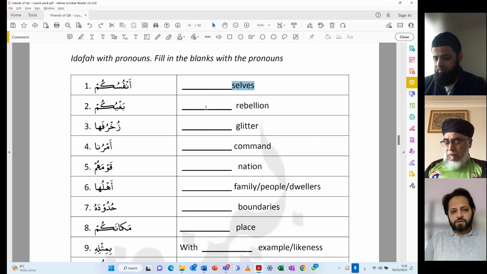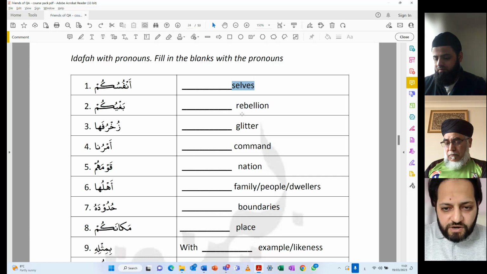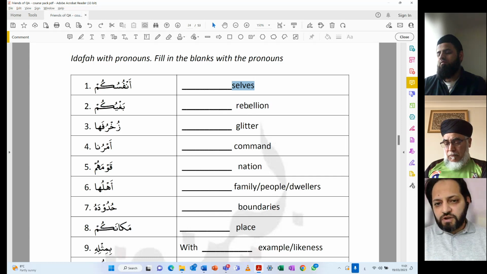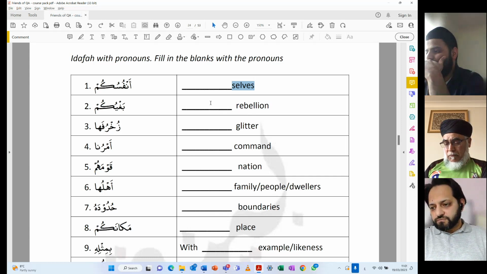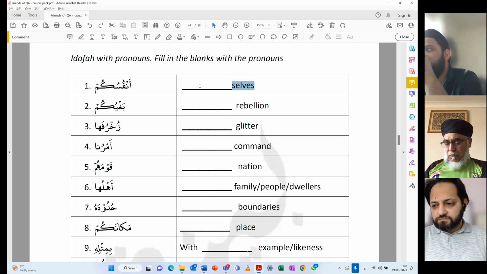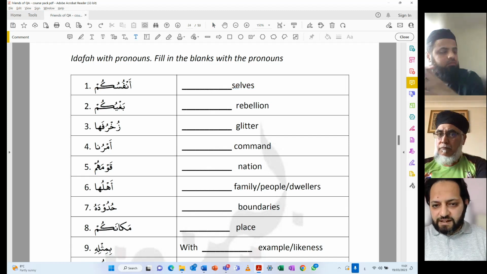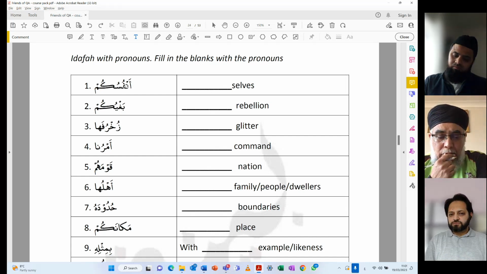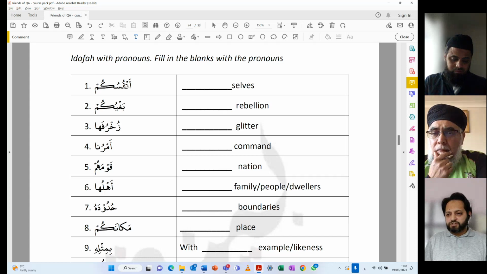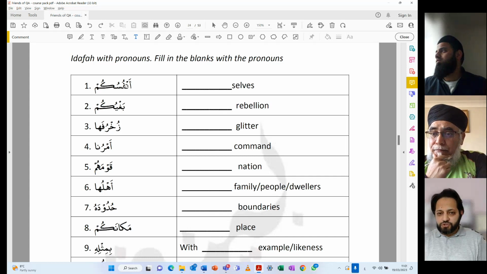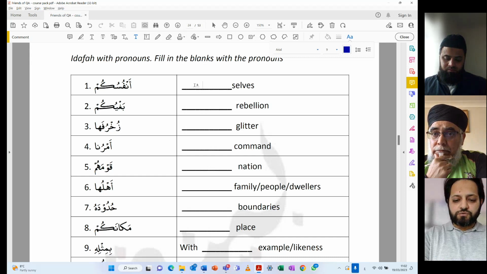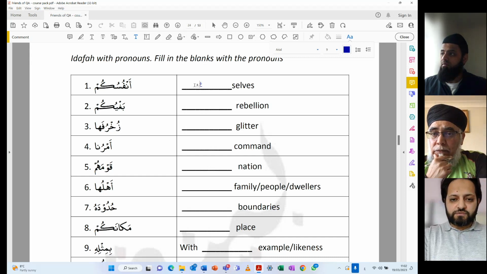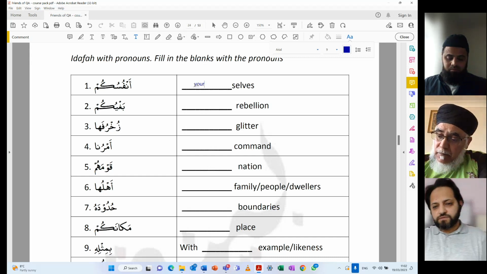Baghyu is rebellion. It's given to you. The translation of the pronoun is not given to you, and you have to complete this blank. So in the case of the first one, for example, anfusu means selves, and kum I will have to translate. What is kum in English? Your, right? So I would do yourselves. That's what I'm doing here. Okay, that's the exercise.